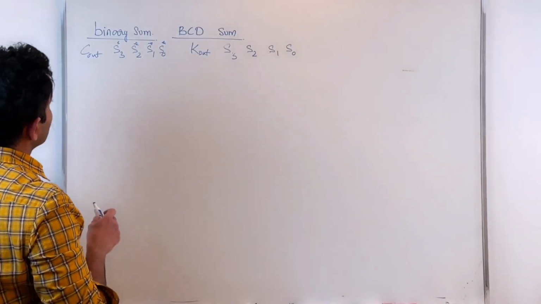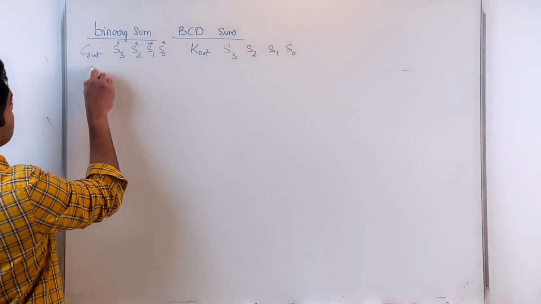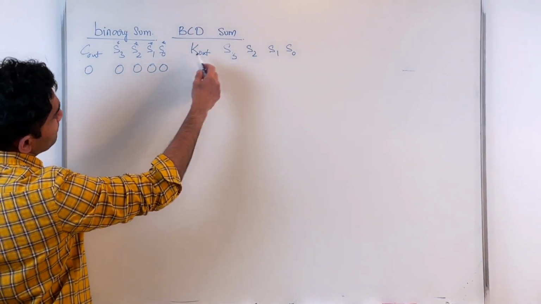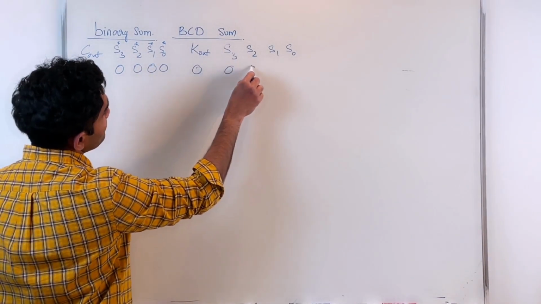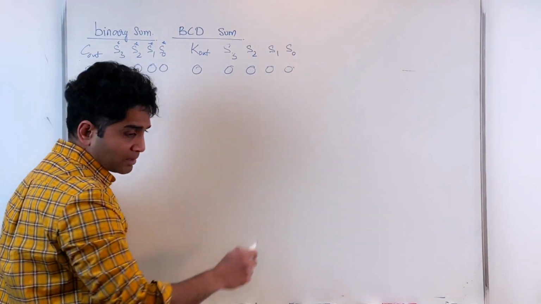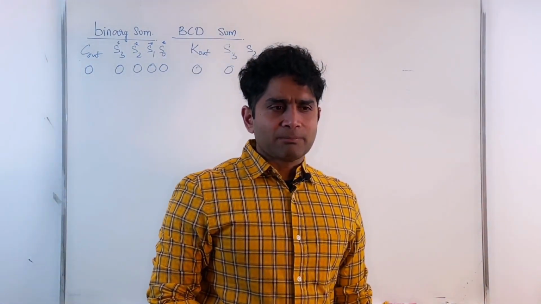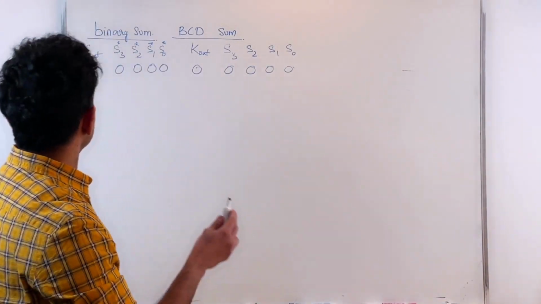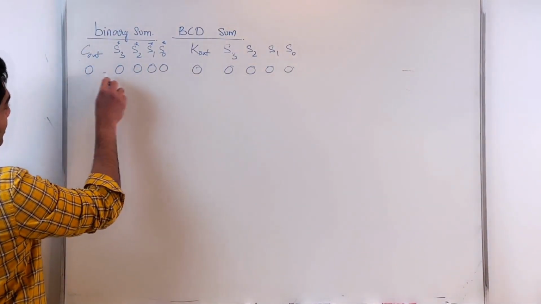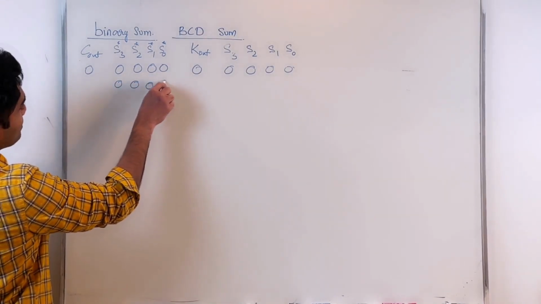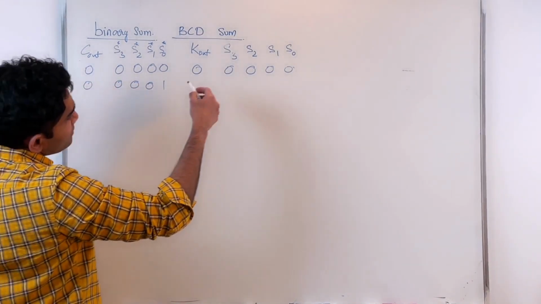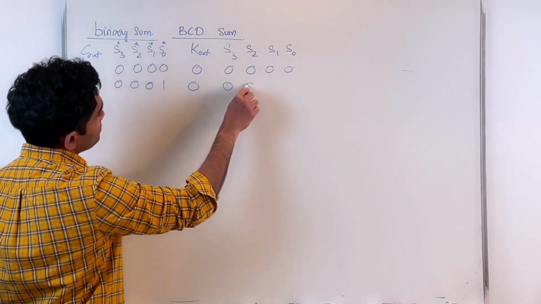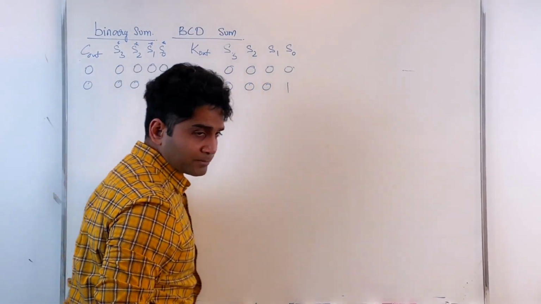Okay. Binary sum of 0, 0 plus 0 is 0. My BCD sum should be the same, right? There is no difference. A binary sum of 1, 0 plus 1. I get a binary sum of 1, which would be 0, 0, 0, 1. BCD sum would be the same thing, right? 0, 0, 0, 0, 1.